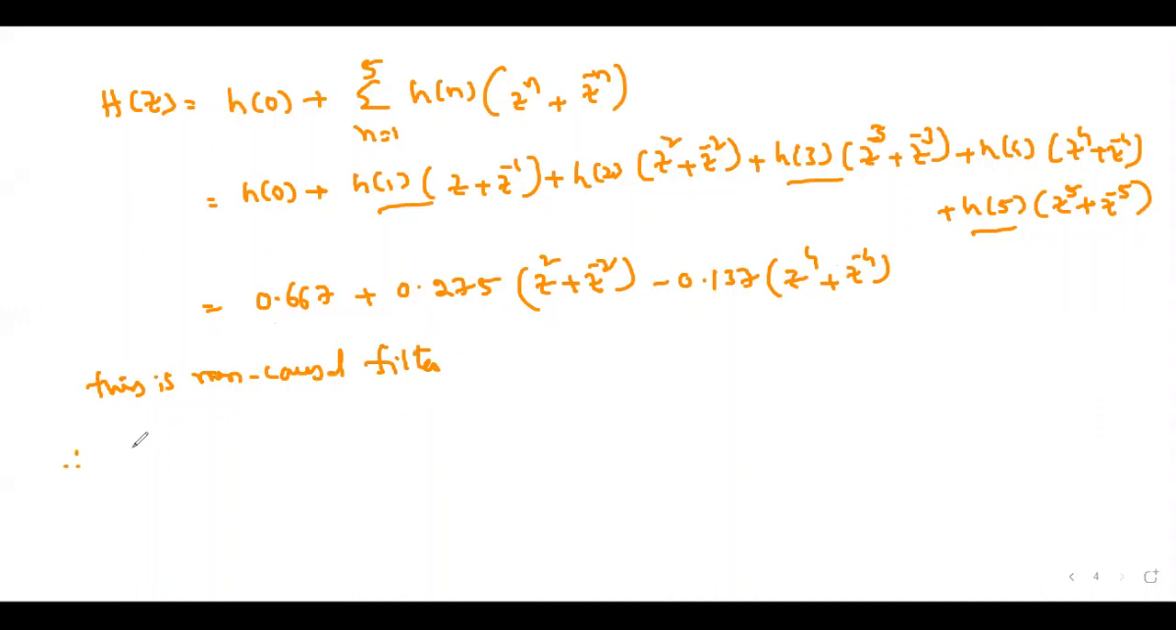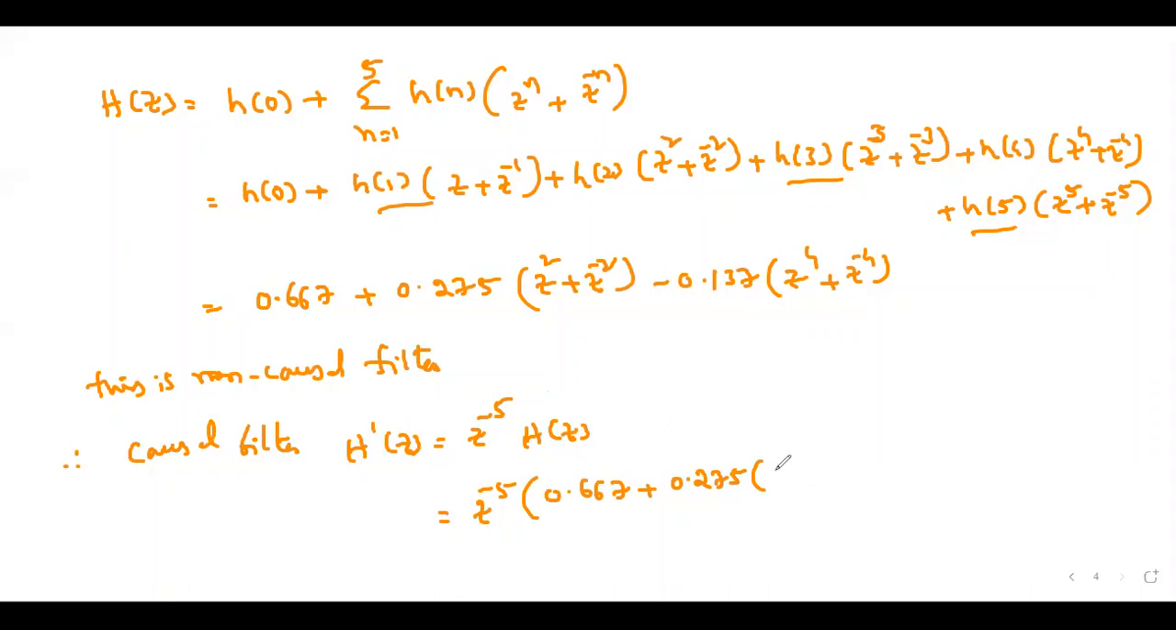Therefore, the causal filter is given by h dash of z is equal to z power minus 5 into h of z. Okay. Now this is equal to z power minus 5 into 0.667 plus 0.275 into z square plus z power minus 2 minus 0.137 into z power 4 plus z power minus 4.